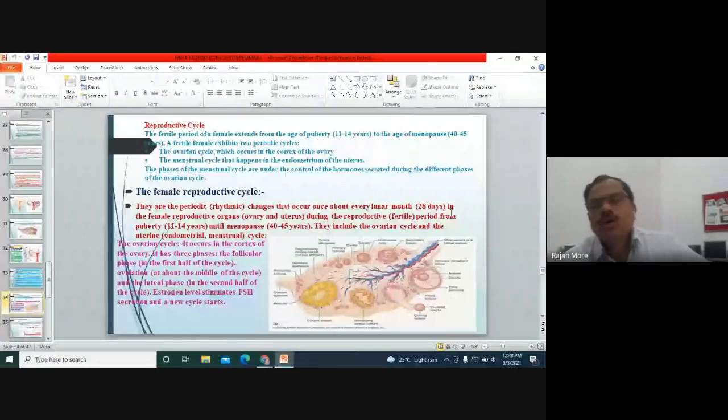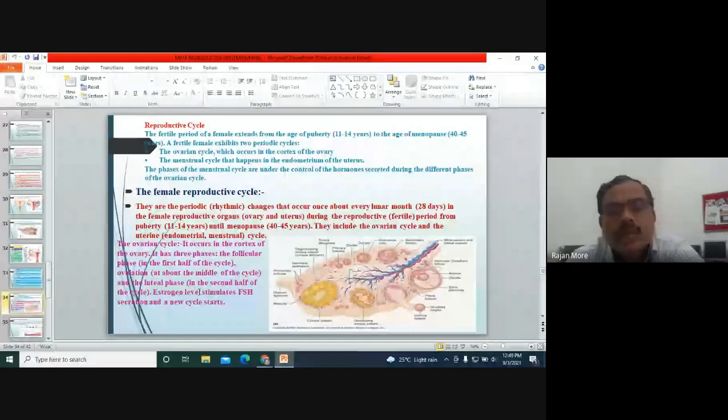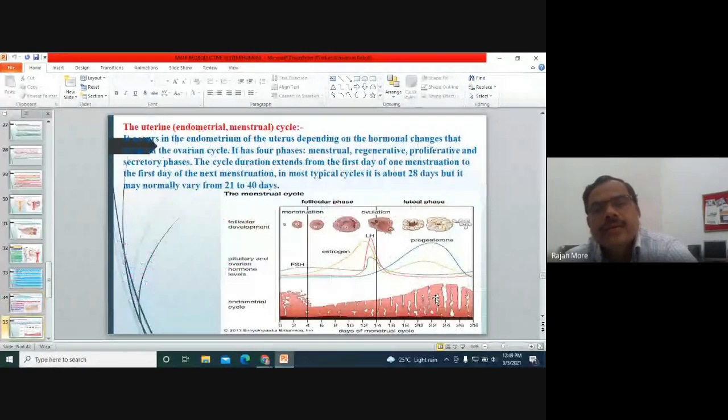During the reproductive or fertile period, from puberty at the age of 11 to 14 years until menopause, they include the ovarian cycle and the uterine cycle, also called the endometrial cycle of the menstrual. This ovarian cycle occurs in the cortex, and there are three phases of the ovarian cycle, including the luteal phase. The estrogen level stimulates FSH secretion, and further a new cycle is started.